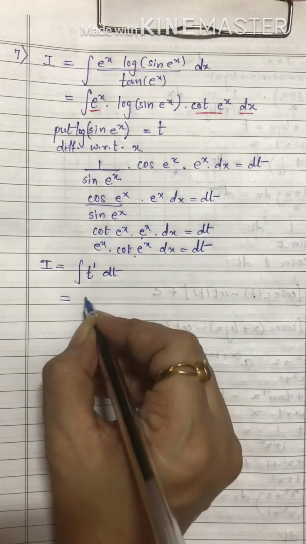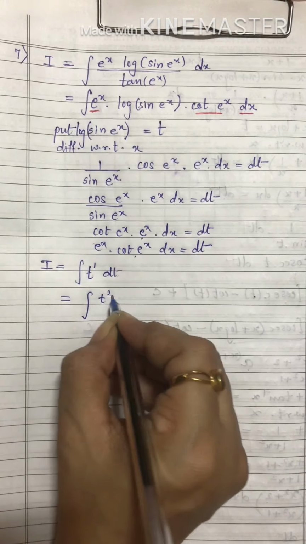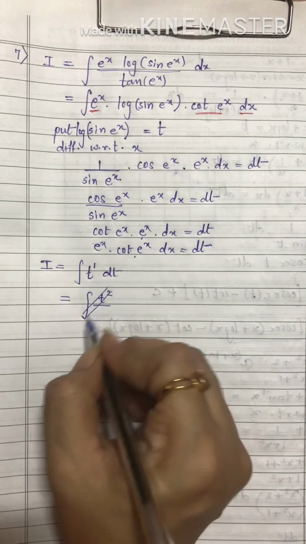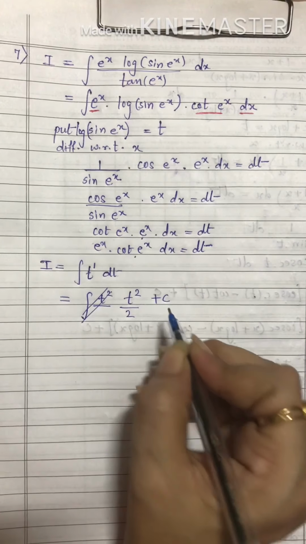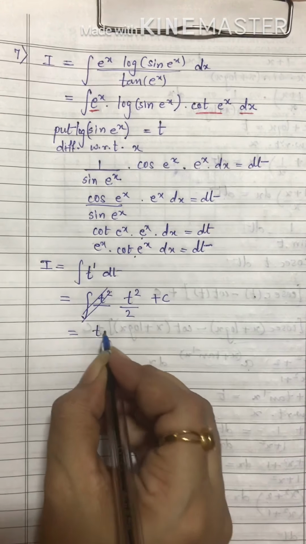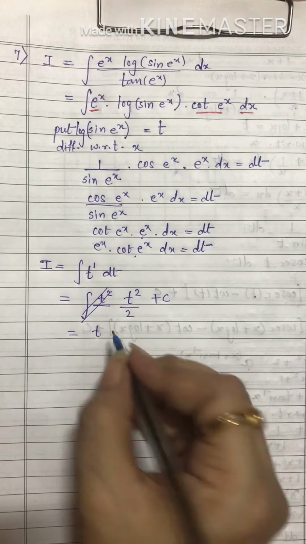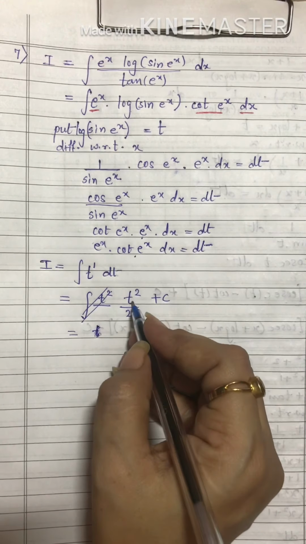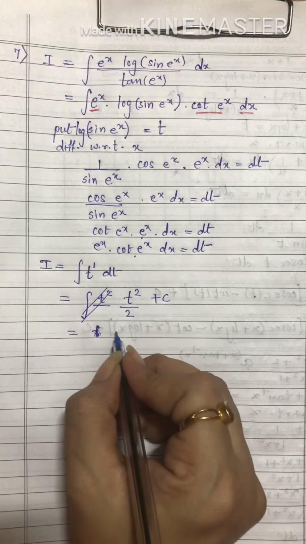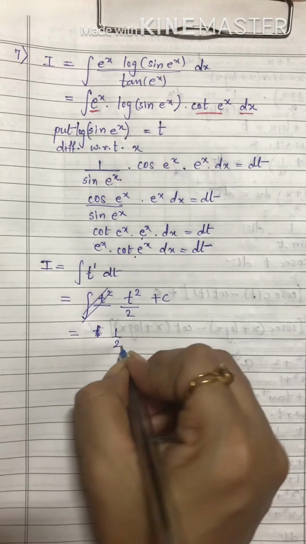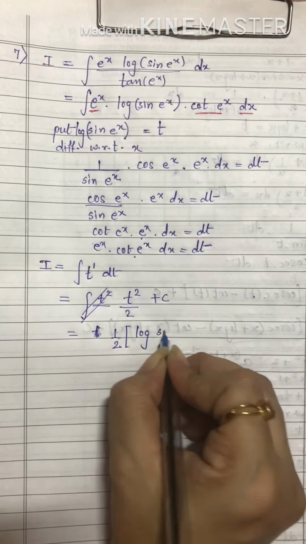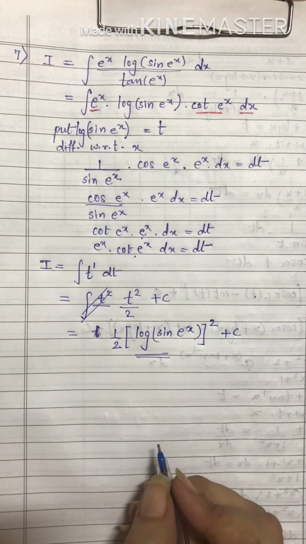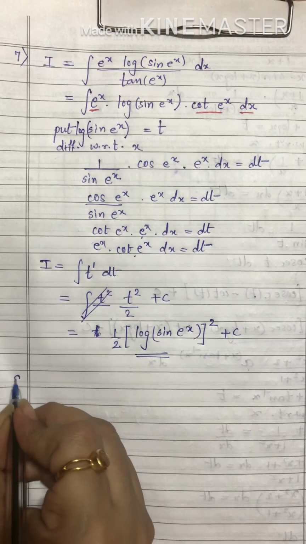Then use the x raised to n formula, we get t raised to 2 upon, okay, we are integrating now, so we will get t raised to 2 upon 2 plus c. So integration is done, now we will just substitute what we took as t. Here 1 upon 2 you will write into log sine e raised to x the whole square plus c. This is the answer for the 7th sum. Okay, let's move ahead to the next sum.